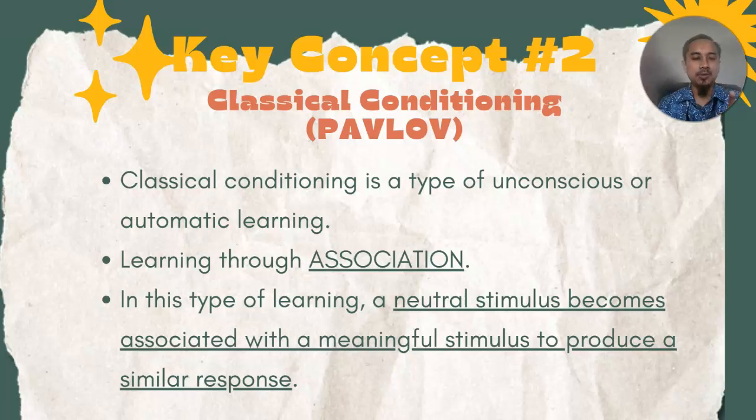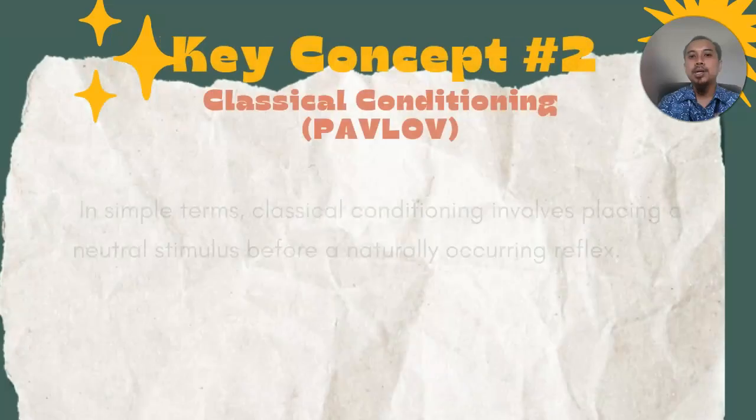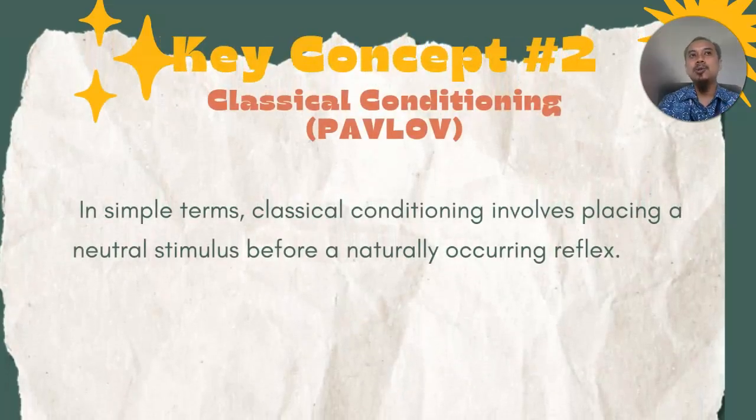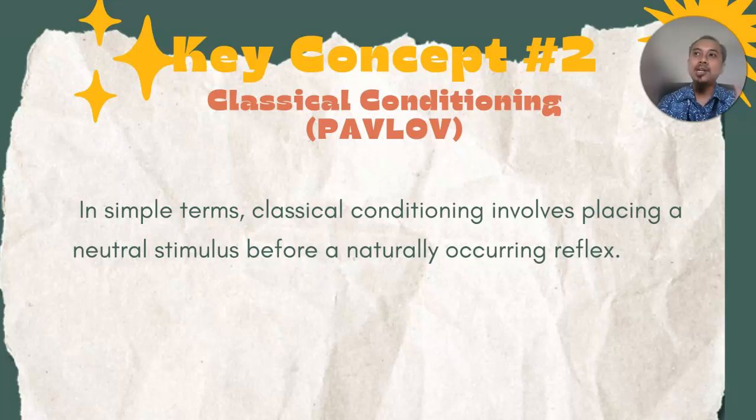Now we saw stimulus and response. Now we see unconscious or automatic learning as a result of association. The association between a stimulus and a response which is made automatic. So in this type of learning, a neutral stimulus becomes associated with a meaningful stimulus to produce a similar response. In short, a neutral stimulus is something that does not trigger any response. But when it is paired with a meaningful stimulus, that neutral stimulus can also cause an automatic response, right?